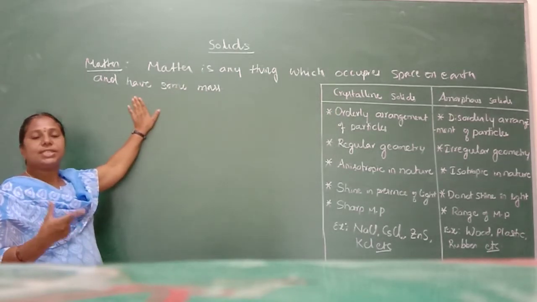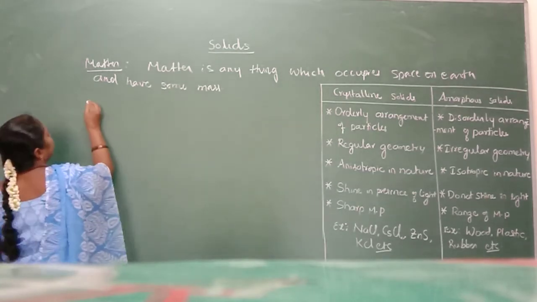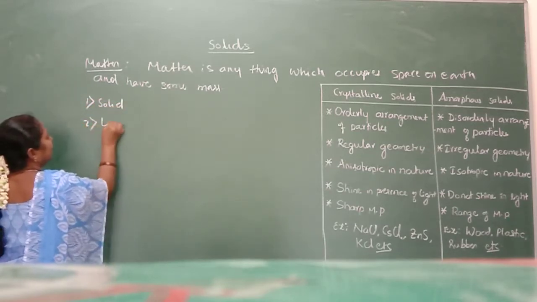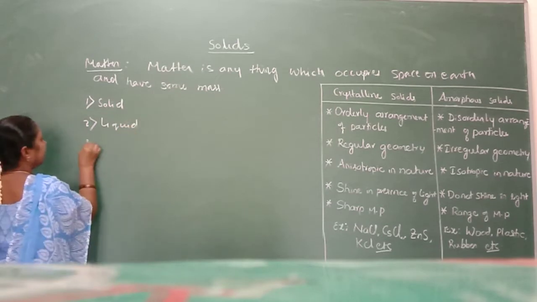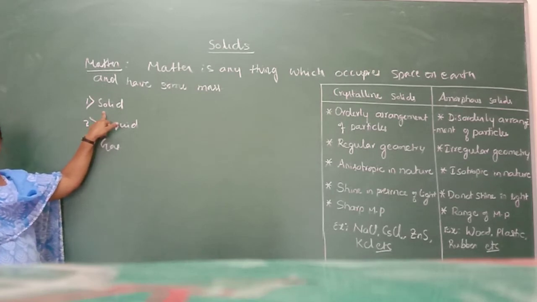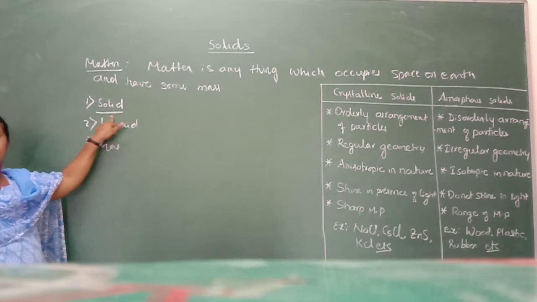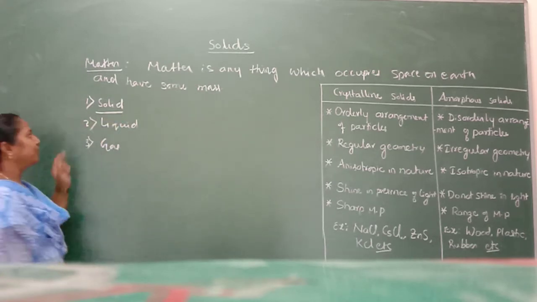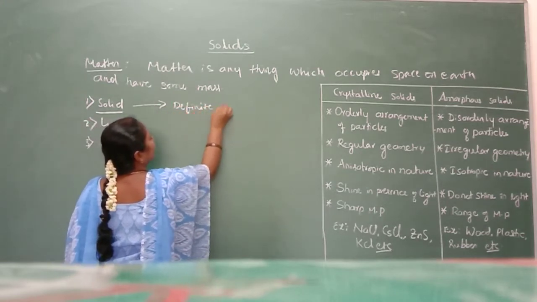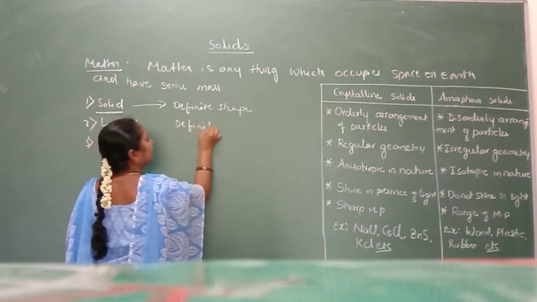Depending upon the physical state of matter, matter has been classified into three categories. The first one is called solid, the second one is called liquid, and the third one is called gas. First we will study about the solids. So what is a solid? A substance which has a definite shape and also a definite volume.